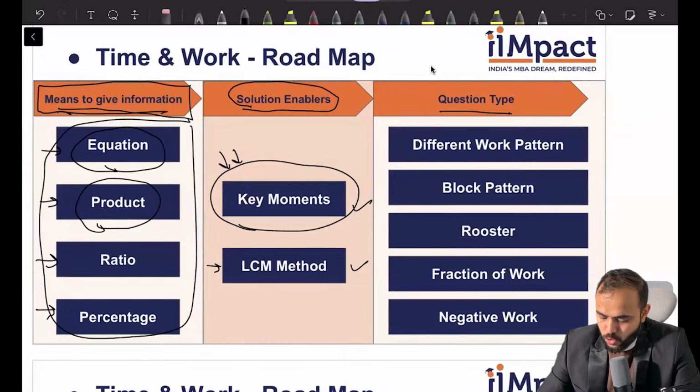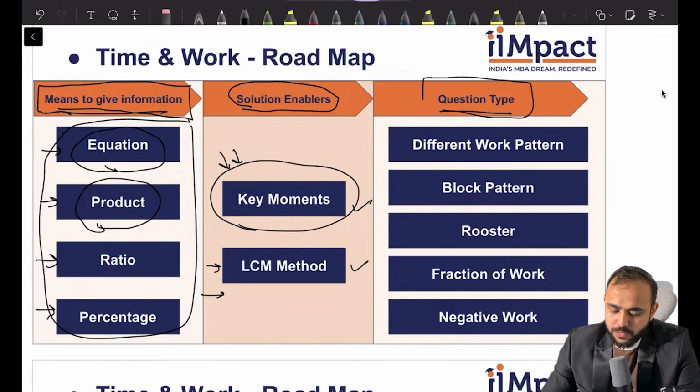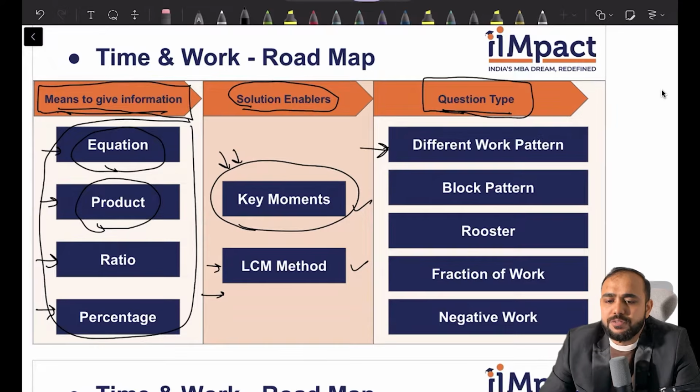The most common method to facilitate this situation is going to be the LCM method. We'll talk a lot more about this. Moving on, the types of questions that you can expect from this particular topic. There are five broad categories. Within this, most questions are going to be from this different work pattern.